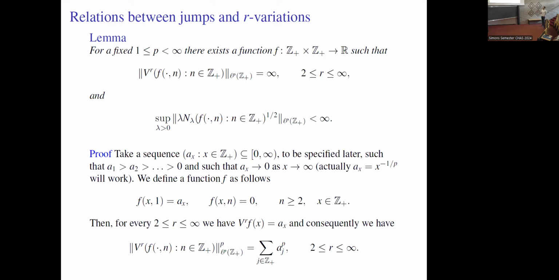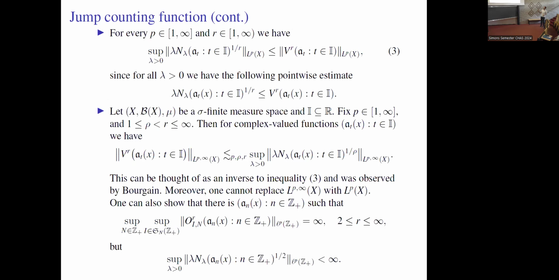All right. So this is the example which I've already told you about. We want to have a function. Here I use a bit different notation: instead of having the sequence A_t, I just use the sequence F. What happens is that R variations for all R greater or equal to 2 are infinite, and lambda jumps are finite.